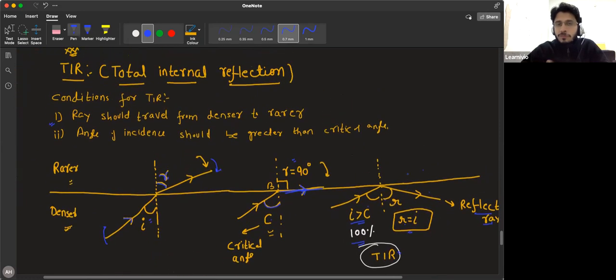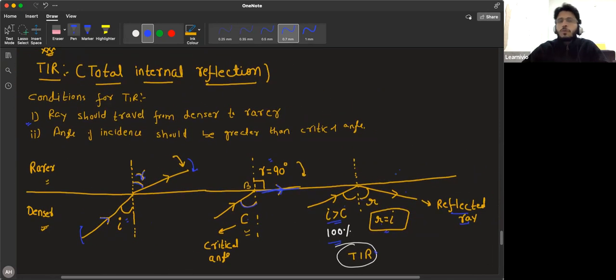Now, this was the theoretical part. So what are the conditions for TIR? Your ray should travel from denser to rarer, the first condition. The second condition is angle of incidence should be greater than the critical angle. And what happens at critical angle? At critical angle, your ray starts grazing over the surface. At critical angle, angle of refraction is 90 degrees.